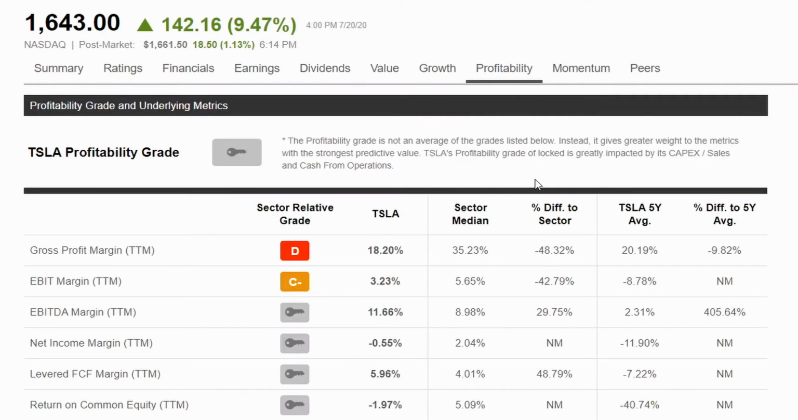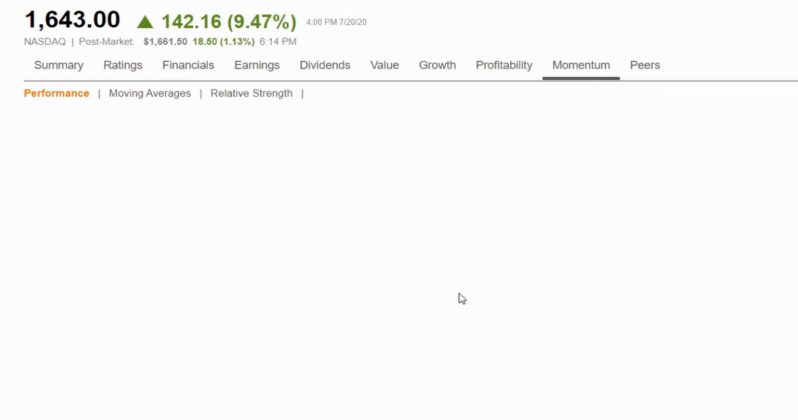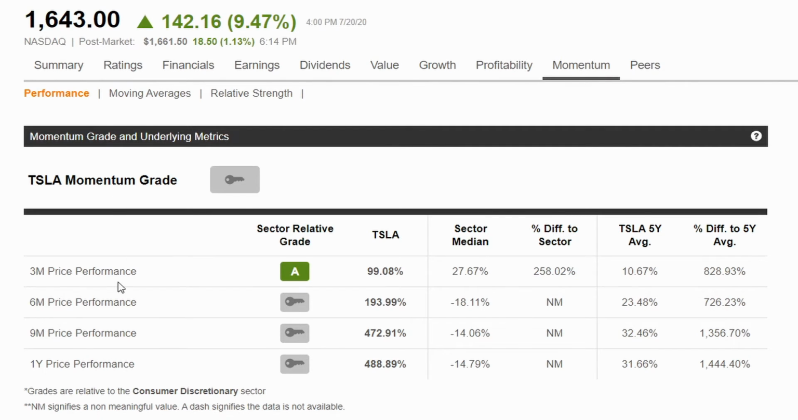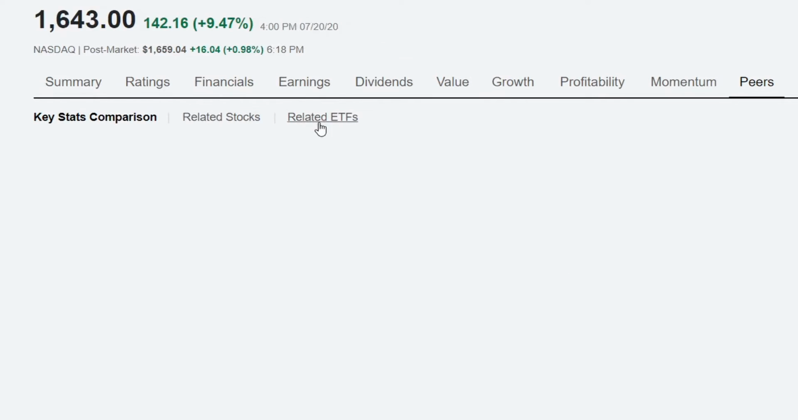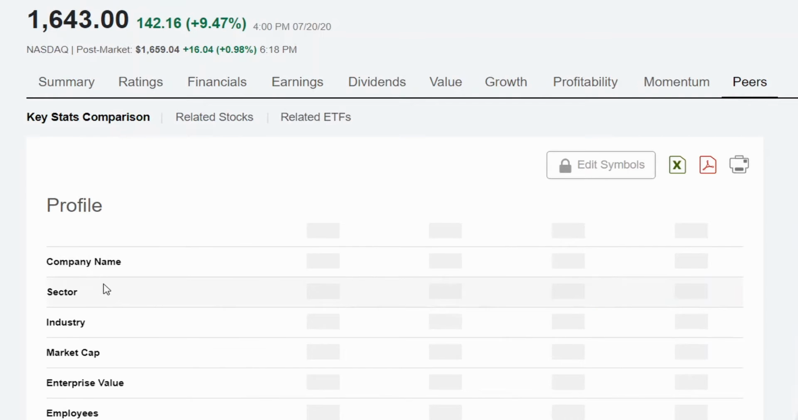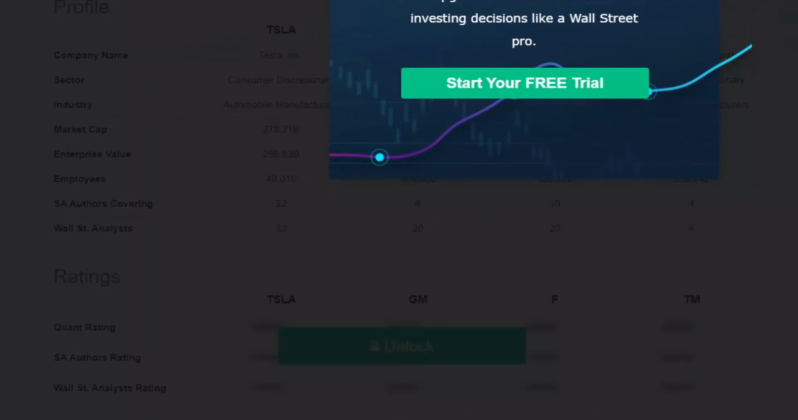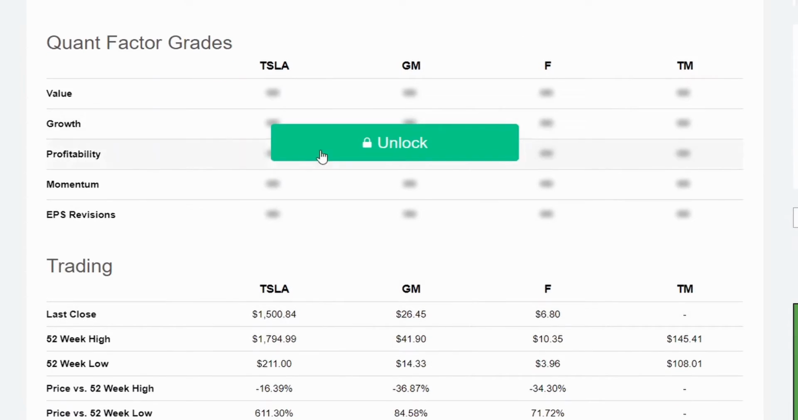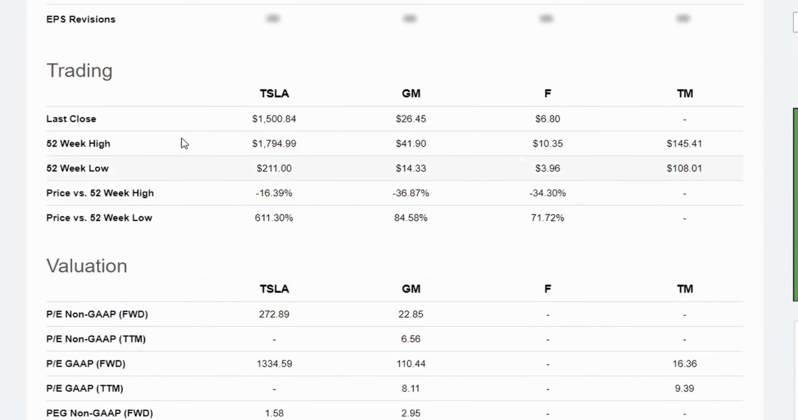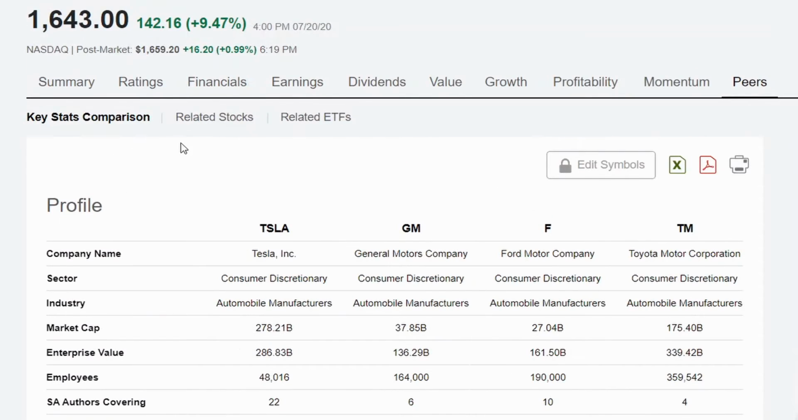Let's just jump over to profitability really quick. We're looking at some numbers, momentum, you got performance, moving averages. This is for your swing traders or short-term traders. And then there's the peers tab. And this is so you could compare it to their peers. But of course, if you want to look at the ratings and the quant factors, you got to pay for it. But as you can see, there's all of this rich data that you can look through.